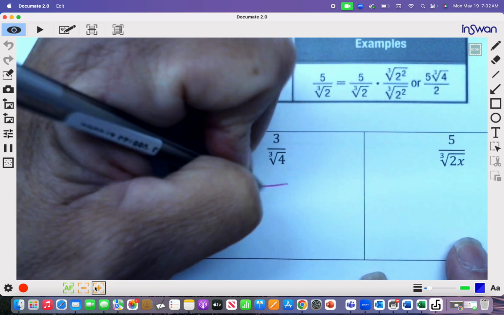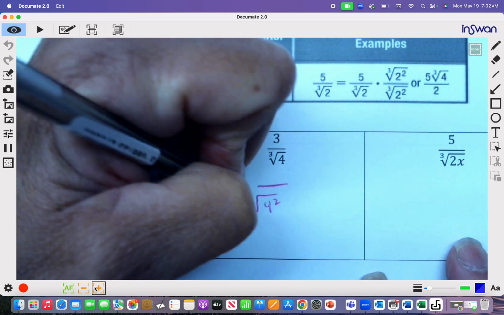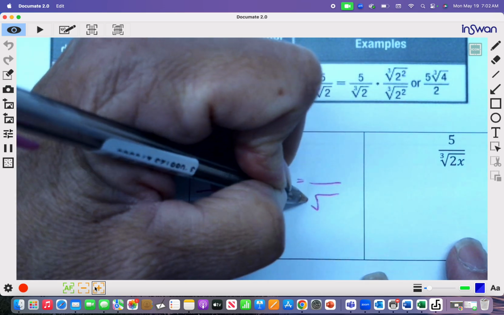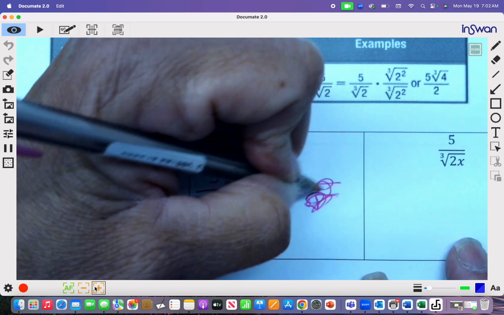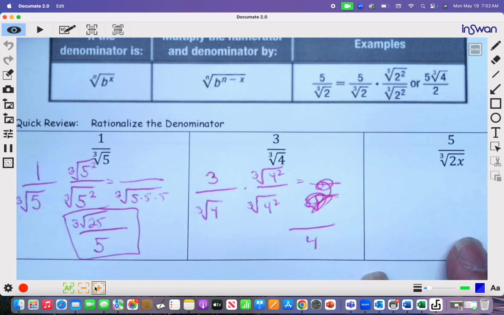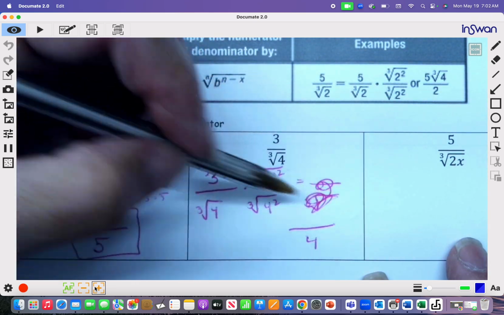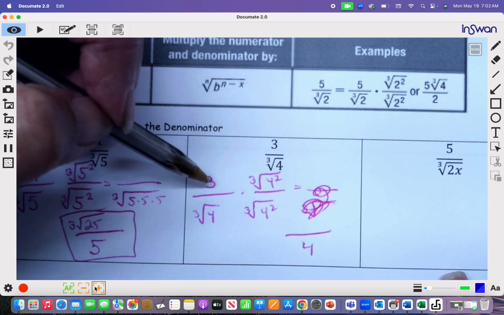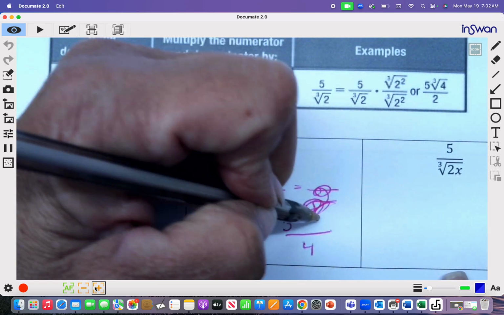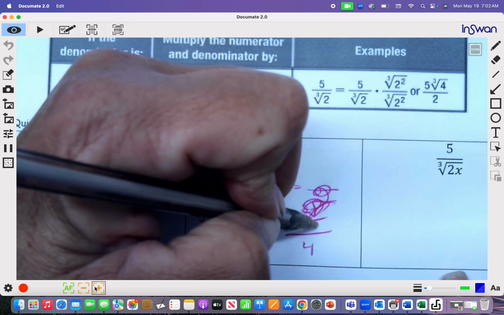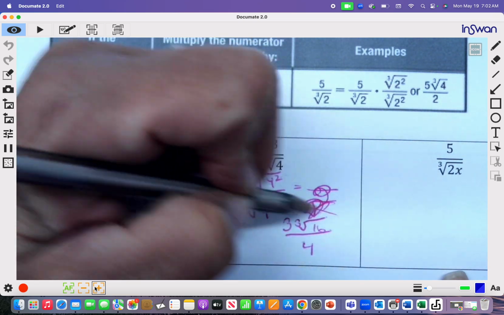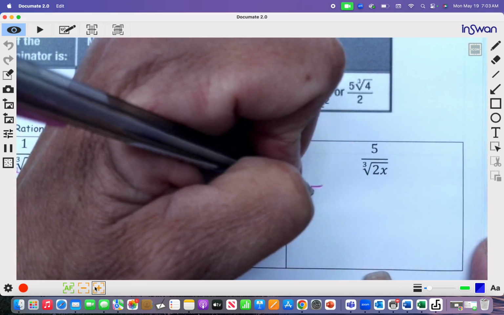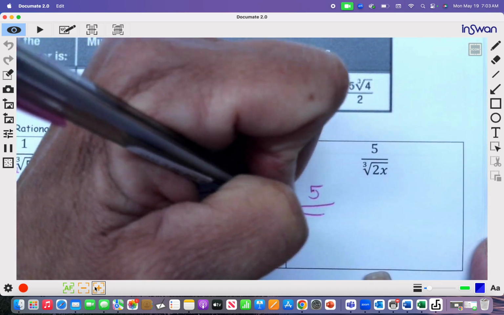Rewriting this one. I'm going to multiply the top and the bottom by the cube root of 4 squared. On the bottom, that just gives me a 4. If you wanted to do this step here, it would have been the cube root of 4 to the 3rd power, which is just 4. Then on the top, I have a 3 on the outside, the cube root of 16. There's nothing I can simplify. That's my final answer.